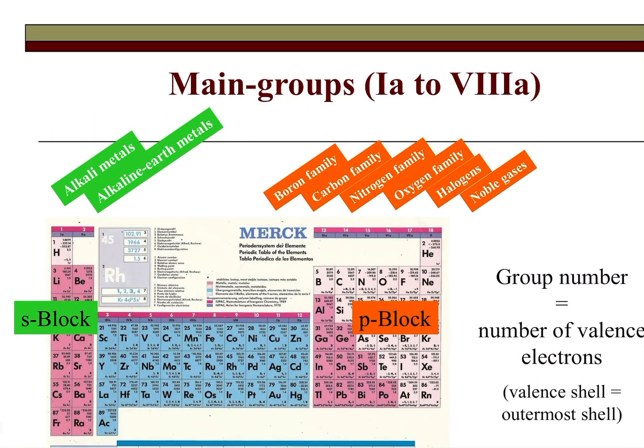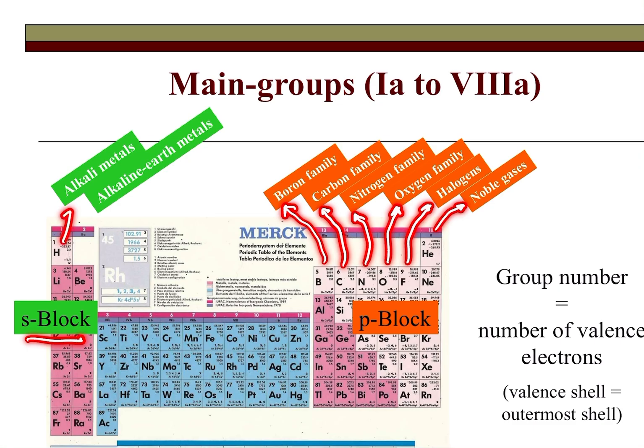Here are the very important main groups. The first group is the alkali metals, whose s orbital starts with 1 electron, ns1, and the second group is the alkaline earth metals. The third group is the boron group, then carbon group, nitrogen group, oxygen group, halogens, and noble gases. Here is the s orbital filling, which we have in the alkali and alkaline earth metals, and we have the p orbital groups, six of them, from boron to the noble gases.